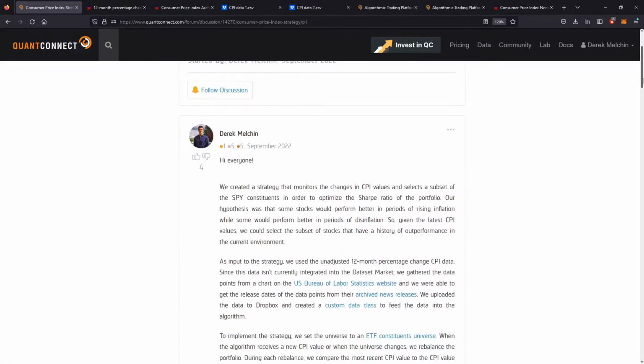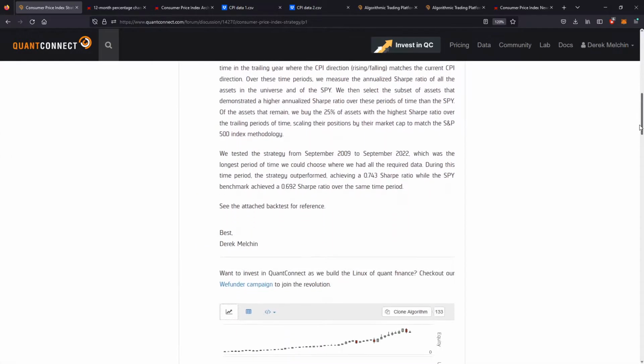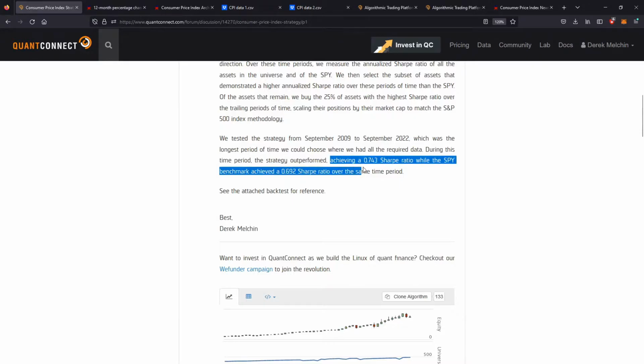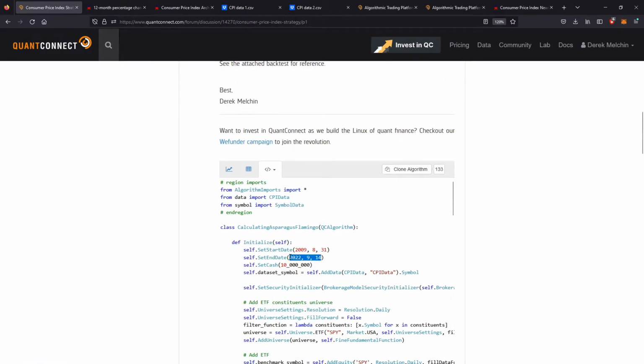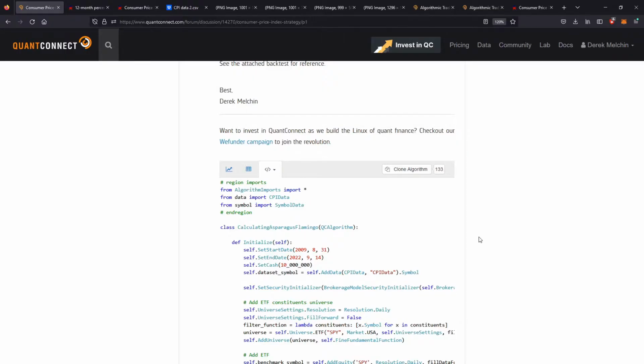In September 2022, I published this consumer price index strategy to the QuantConnect forum. The strategy outperformed the S&P 500 index in terms of risk-adjusted returns, and the backtest ended on September 14th, 2022. So there's been about 2.5 months of new live data generated since I published this strategy. The strategy has also been cloned 133 times, so today I'd like to revisit it and see how it would have performed if you started live trading it on the day that I published this to the QuantConnect forum. Since I shared this strategy, there have been 2 new CPI rate announcements.